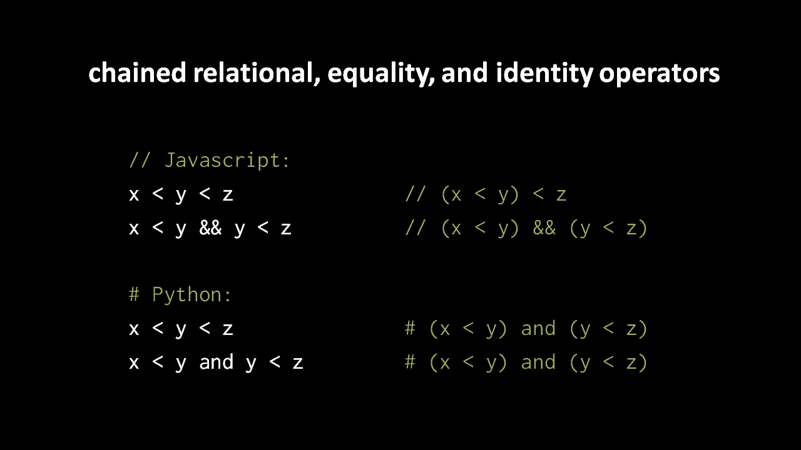Now, when it comes to the relational, equality and identity operators, Python has a special rule when you have them one after the other, when you have them in a chain. Looking at this example JavaScript code, when you see x less than y less than z, that's almost certainly a mistake, because what you expect that to do is to return true if x is less than y and y is less than z, but that's not how JavaScript interprets it. In JavaScript, this would be executed as first x less than y returning a Boolean value, and then the other less than operation doesn't make any sense anymore because you can't use a Boolean value in a less than comparison.